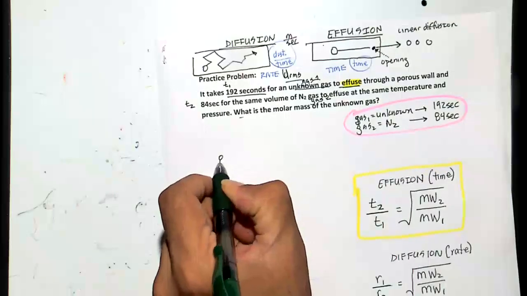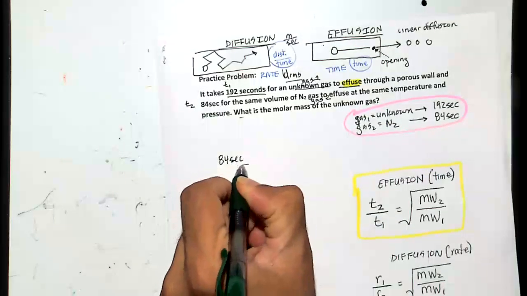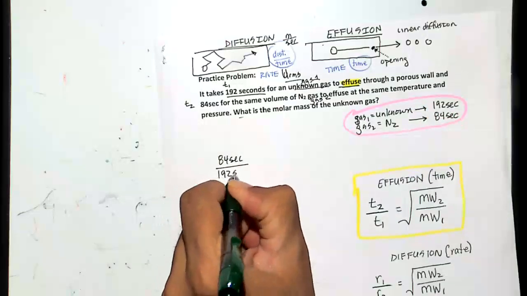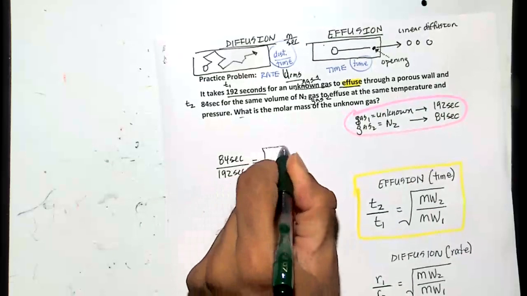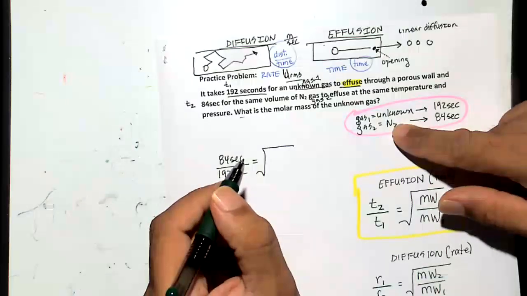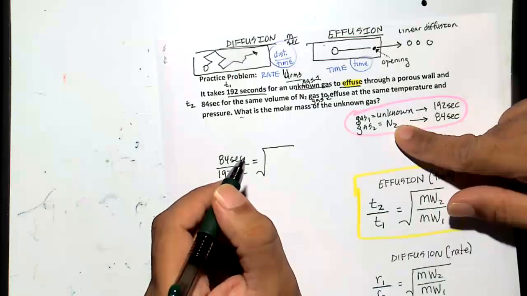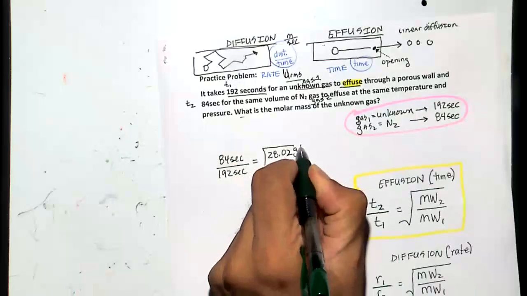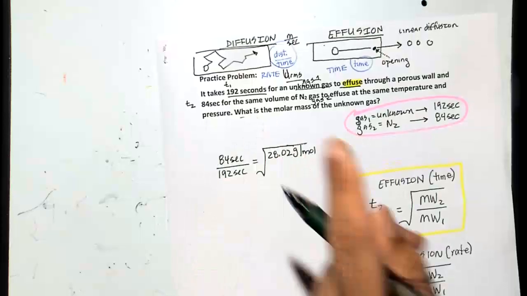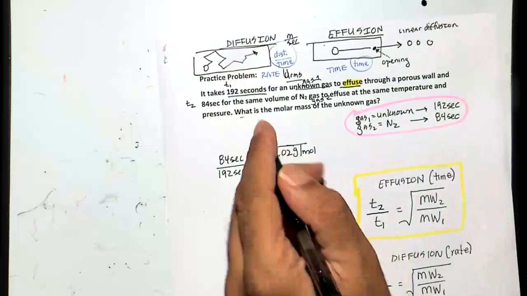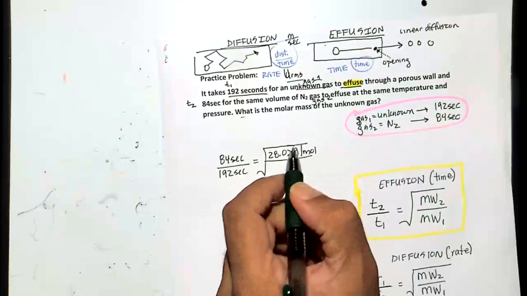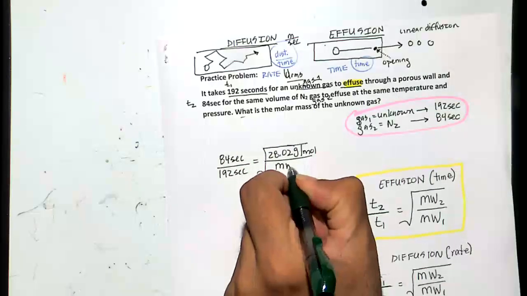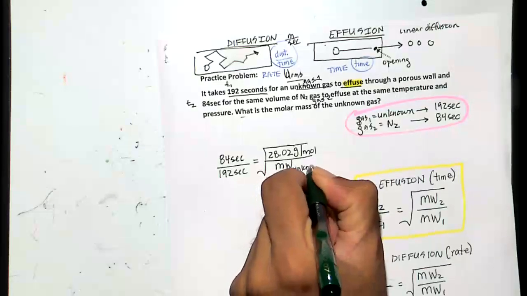All right, so what's time 2? 84 seconds. What's time 1? 192 seconds. What's the molecular weight of gas 2? Nitrogen, it's about 28.02 grams per mole. Okay, we're just plugging it into this equation, which will be given on the exam, divided by the molecular weight of the unknown gas. That's what we want to find out.